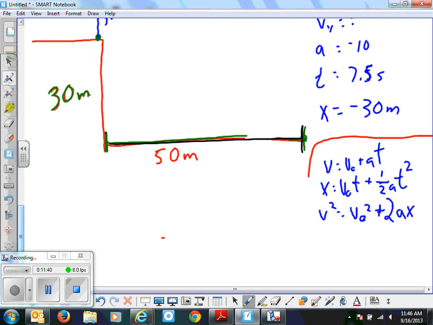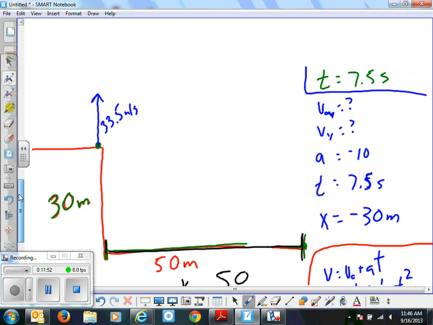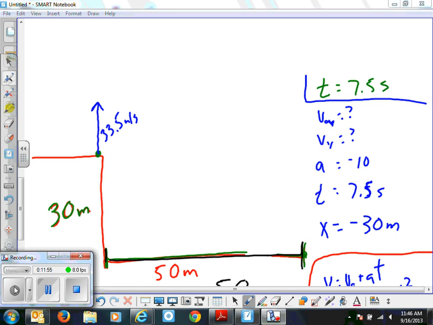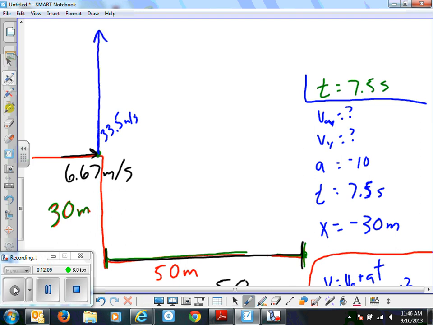My velocity in the x direction, which does not accelerate, is displacement per time. In this case, 50 meters divided by 7.5 seconds. Our velocity in the x direction then, people, is 6.67 meters per second, which makes my 33.5 meters per second way too short, right? Because size means something here. Okay, so those are the two legs of our triangle, and now our resultant is the actual velocity that we're looking for, okay?